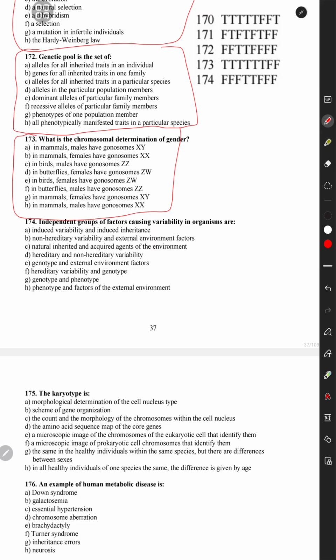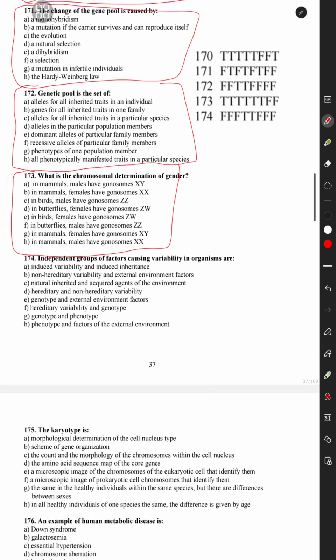Independent groups of factors causing variability in organisms are induced variability and induced inheritance, non-hereditary variability and external factors. Natural, inherited, and acquired agents of the environment, hereditary and non-hereditary variability, genotype and external environmental factors, hereditary variability in genotype, independent groups of factors.